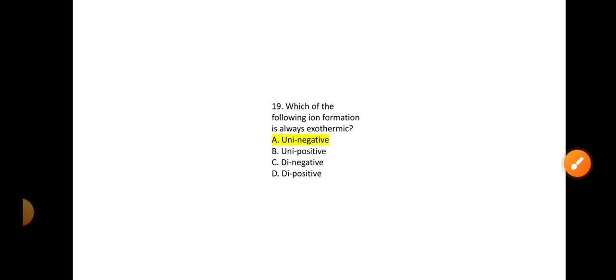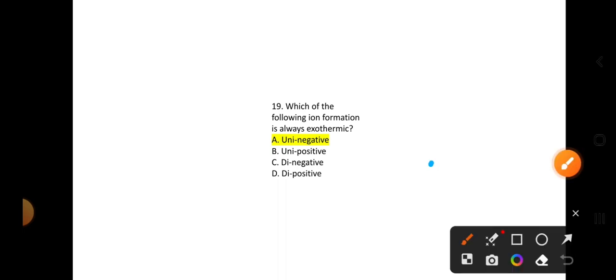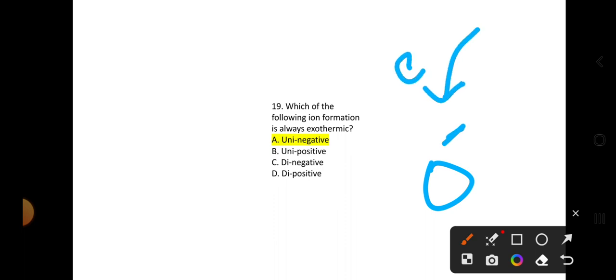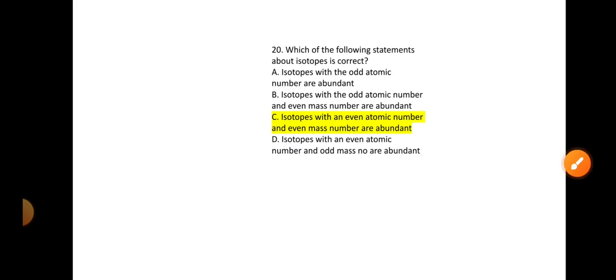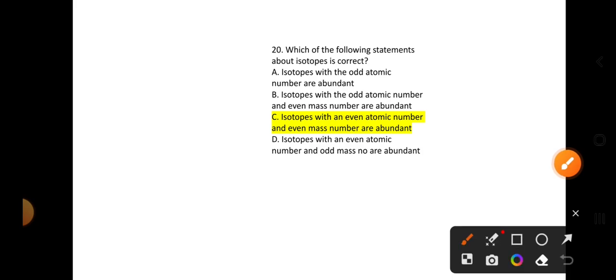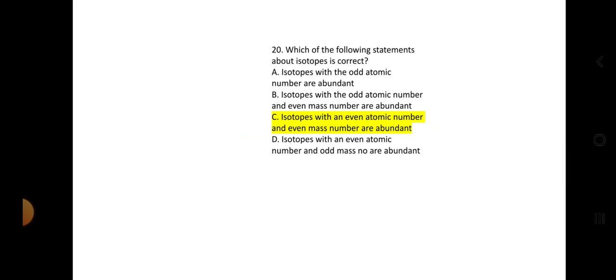Which of the following ion formation is always exothermic? Uninegative. Very easy, because you need to do what? When will it get negative charge? When you will add 1 electron. So it always gives out energy to take this electron in. So uninegative. Which of the following statements about isotopes is correct? With even atomic number and even mass are abundant. This you can see as a property also of isotopes.